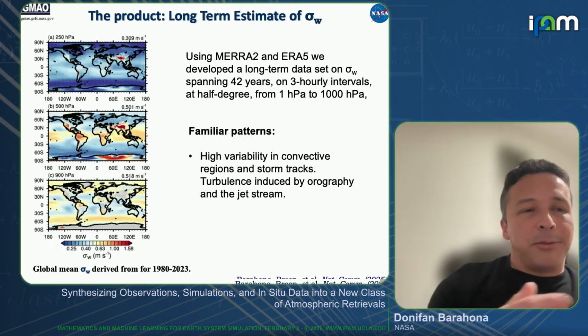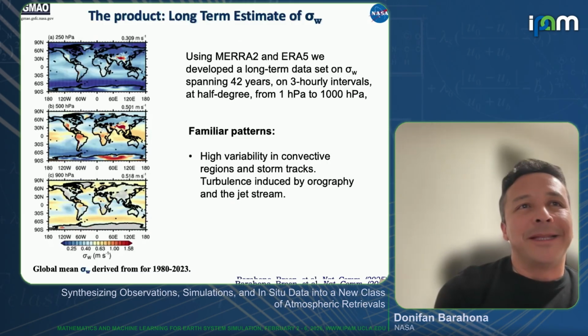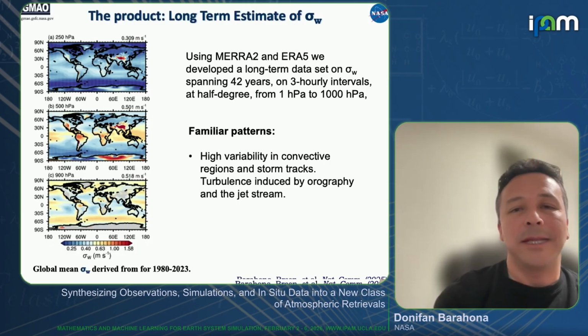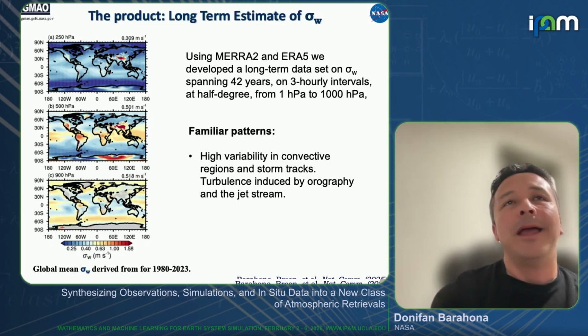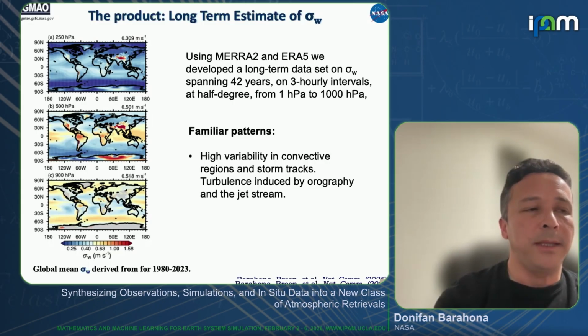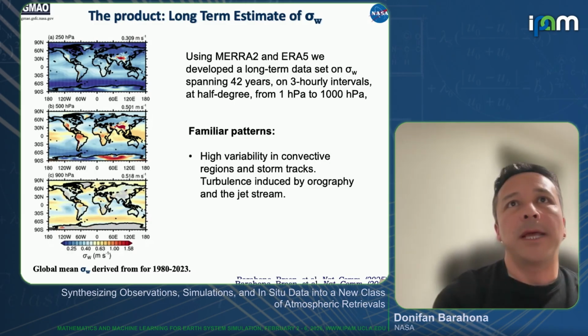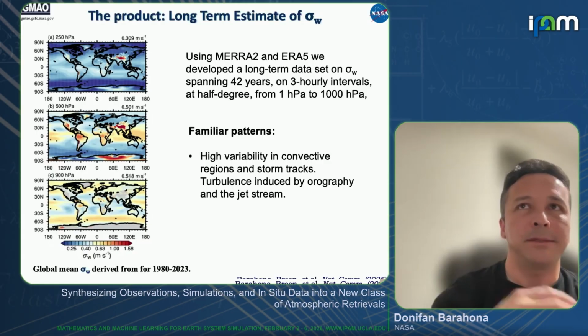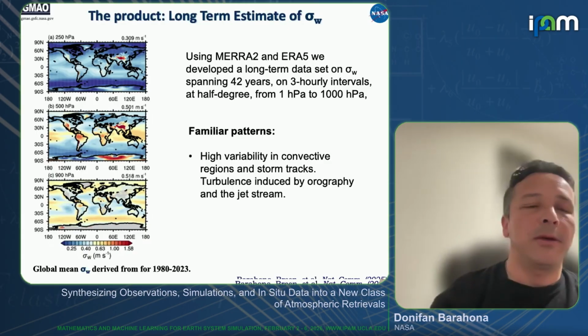So that's the neural network part of this. In the next three slides, I'm going to step out and talk about science a little bit, because once we have the product, there are cool things that we can do with it. The first thing that we did was using both MERRA-2 and ERA5, and this neural network that we developed, with this refinement process, we applied that to the reanalysis, the whole data set, and we had this long-term data set of sigma W for 42 years, at 3-hourly and half-degree resolution, and it covers the whole atmosphere.